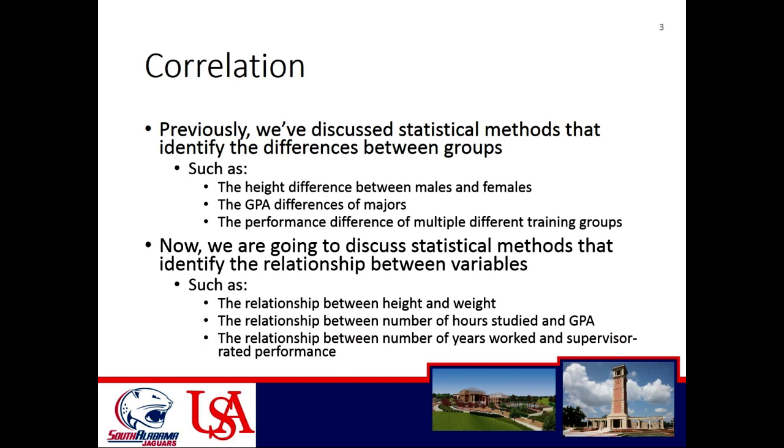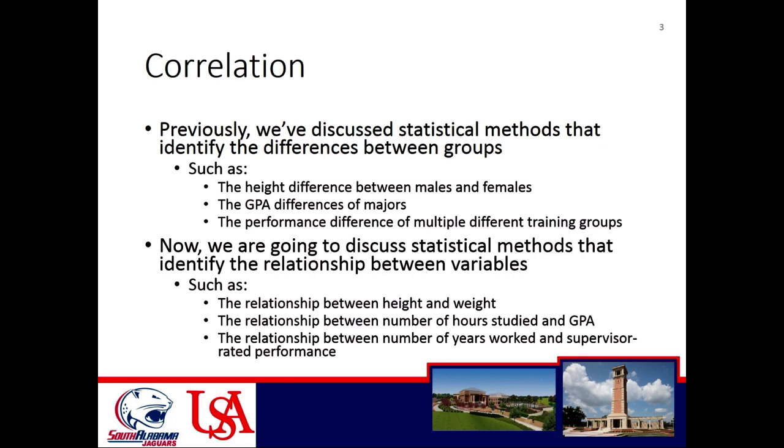The third example is the relationship between number of years worked and supervisor-rated performance. Number of years worked is again a continuous variable. It could be anything from 0 to infinity, technically. And then we could have supervisor-rated performance, which might be on a scale from 1 to 100. And once again, there are no groups in that variable.